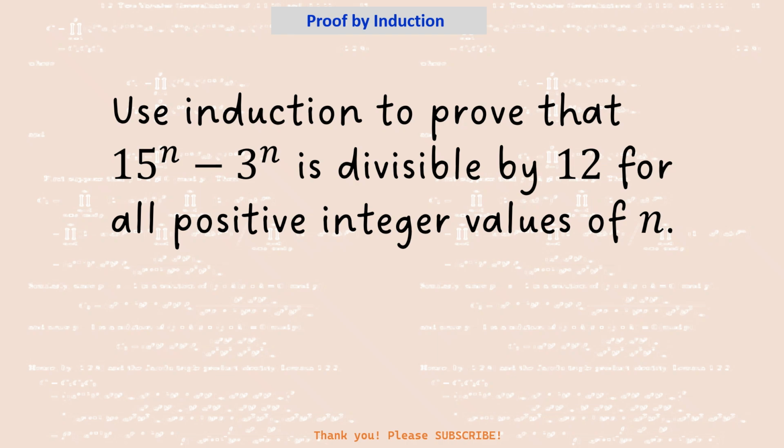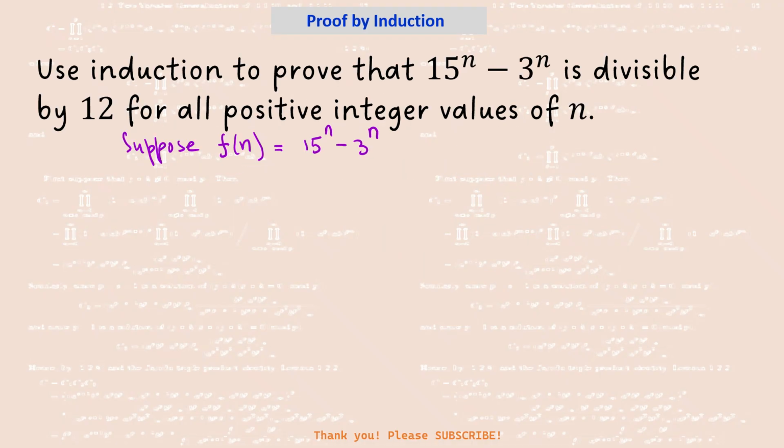Use induction to prove that 15 to the power n minus 3 to the power n is divisible by 12 for all positive integer values of n. As with induction proofs, we need to first prove it is true for n equals 1, then assume it's true for n equals k, where k is a positive integer, and then show it's true for n equals k plus 1. So that's what we will do.